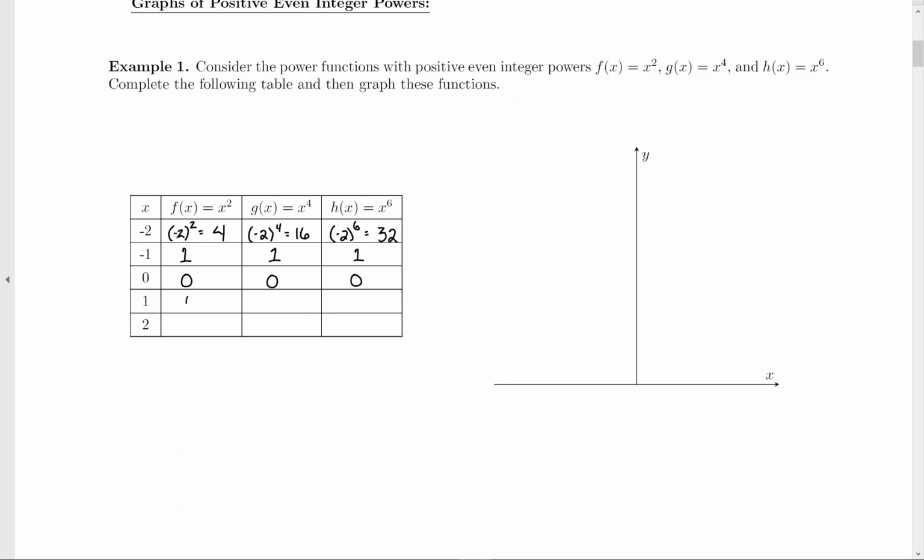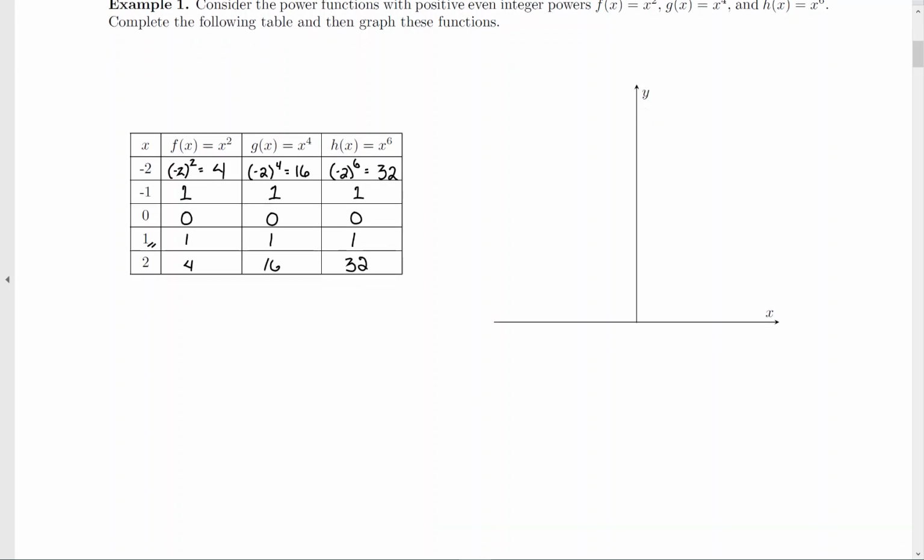+1 squared, +1. If I plug in the +1 in for the g function, 1 to the 4th is 1, 1 to the 6th is 1. And then plugging in the 2, 2 squared is 4, 2 to the 4th is 16, 2 to the 6th, 32. Now I could graph these on this graph here.